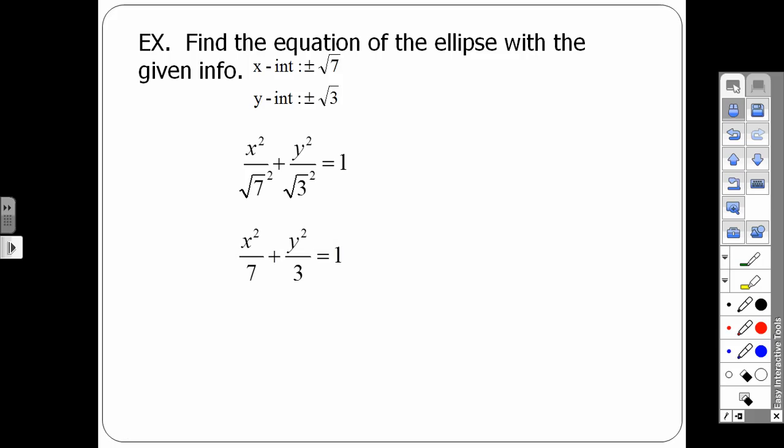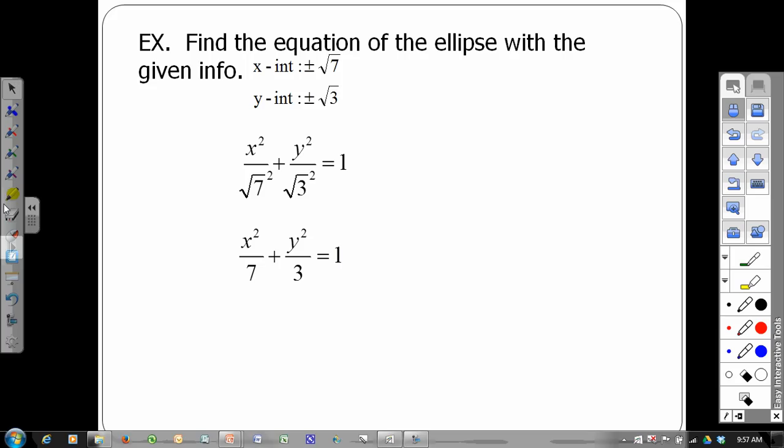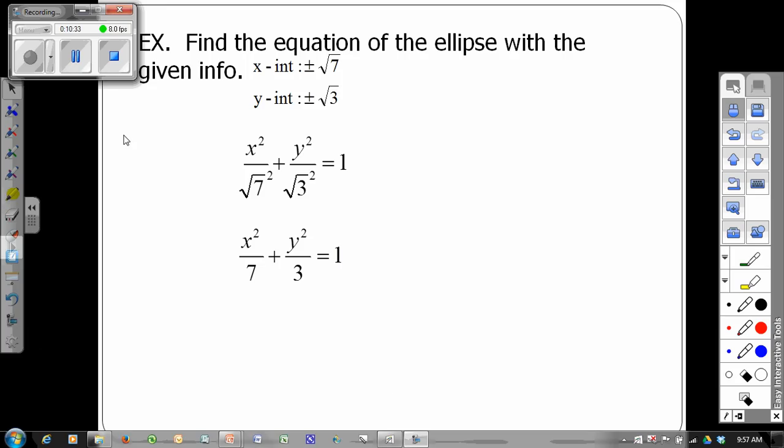So it's all a matter of working backwards from what we were doing before. Okay, so that's the ellipse. I hope that wasn't too confusing. And we'll have lots of practice with that.